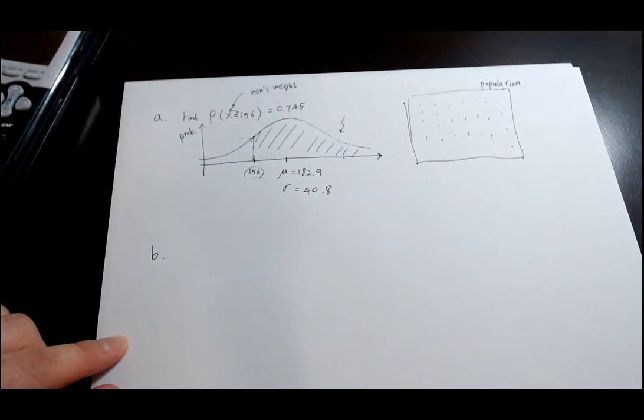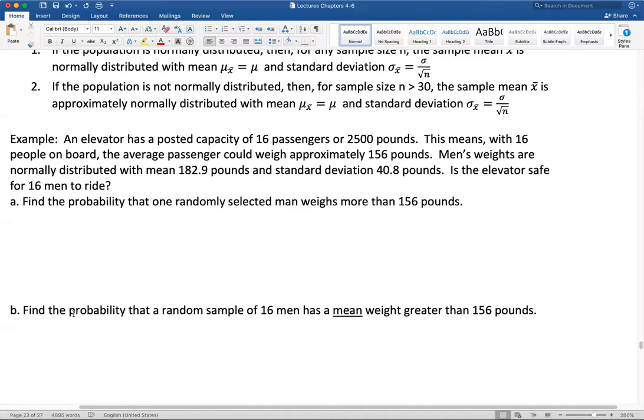All right, so now let's see question B. Find the probability that a random sample of 16 men has a mean weight greater than 156 pounds. It means that the sample mean is greater than 156 pounds.